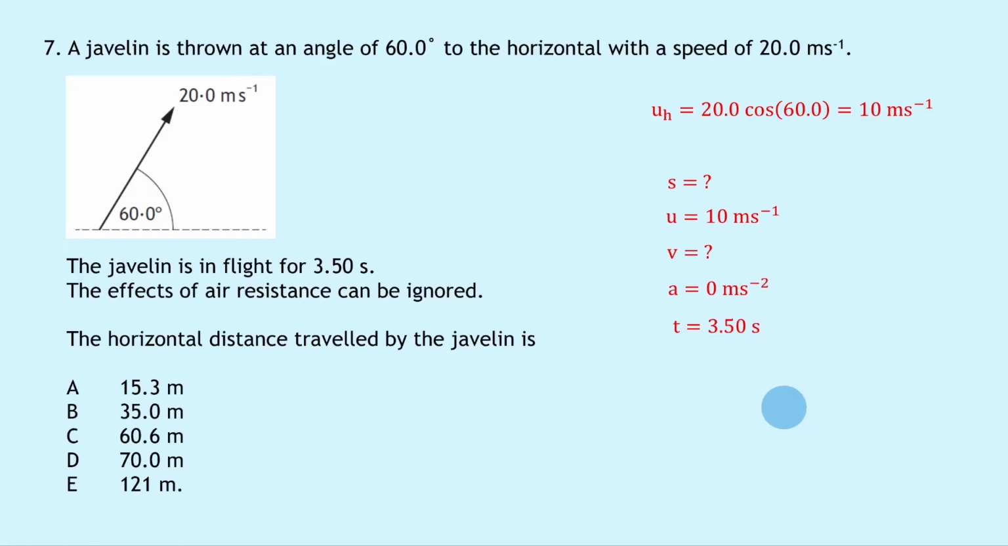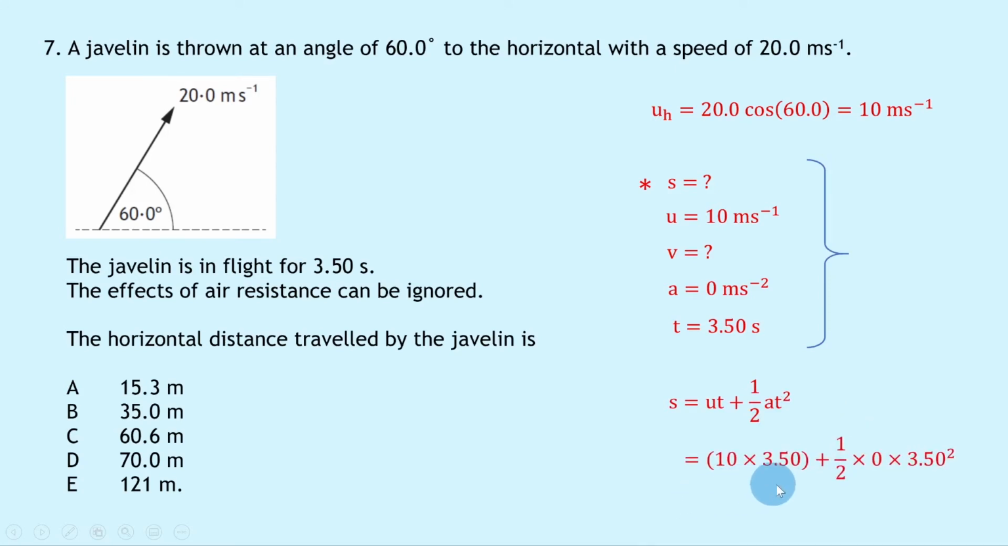It's only vertically that there will be an acceleration. So let's put a star next to S because that's the one we're trying to find. And because we don't know what V is, let's use the equation of motion that doesn't have V in it. So that's going to be the equation S equals ut plus a half at squared from the datasheet. And let's now sub in the numbers.